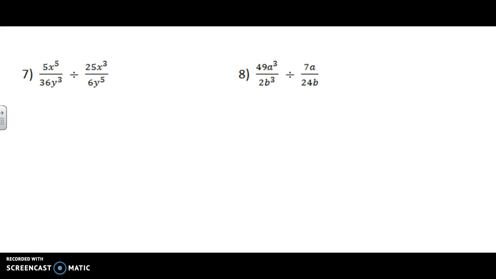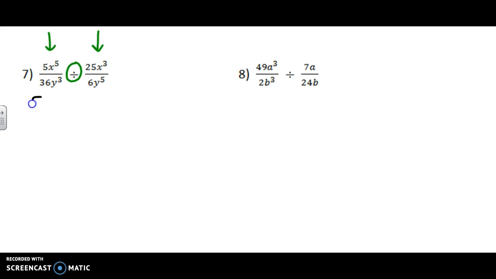Okay, so here's the first time that we see division. So the same rules apply. If you don't see any adding and subtracting, you don't have to worry about factoring. But you do want to see if you can cancel within each fraction before you start anything. So 5 and 36 don't reduce. X's over Y's don't reduce. And on the other side, 25 over 6, same thing, nothing comes out of that. And then X's over Y's you can't do anything with.